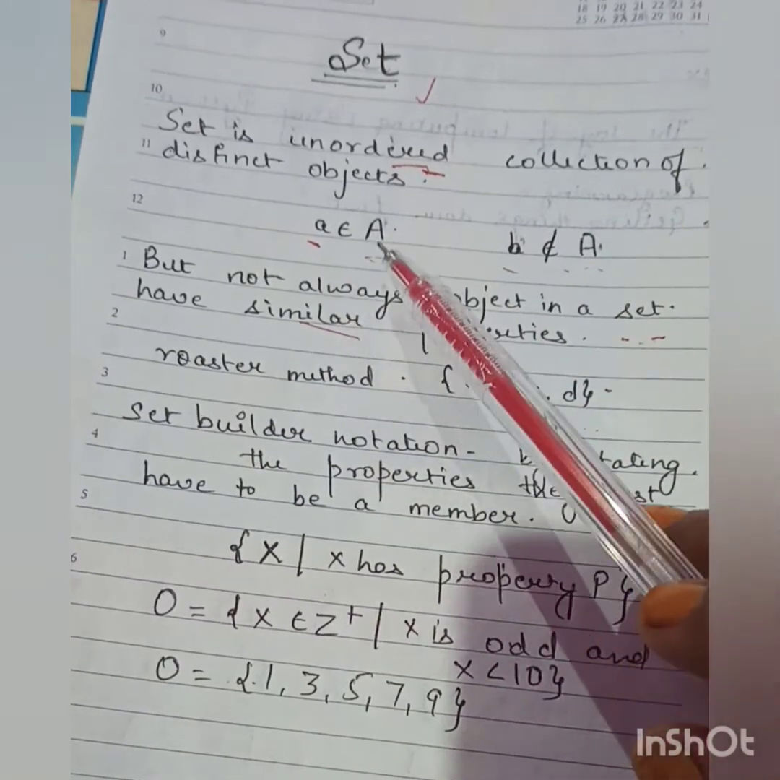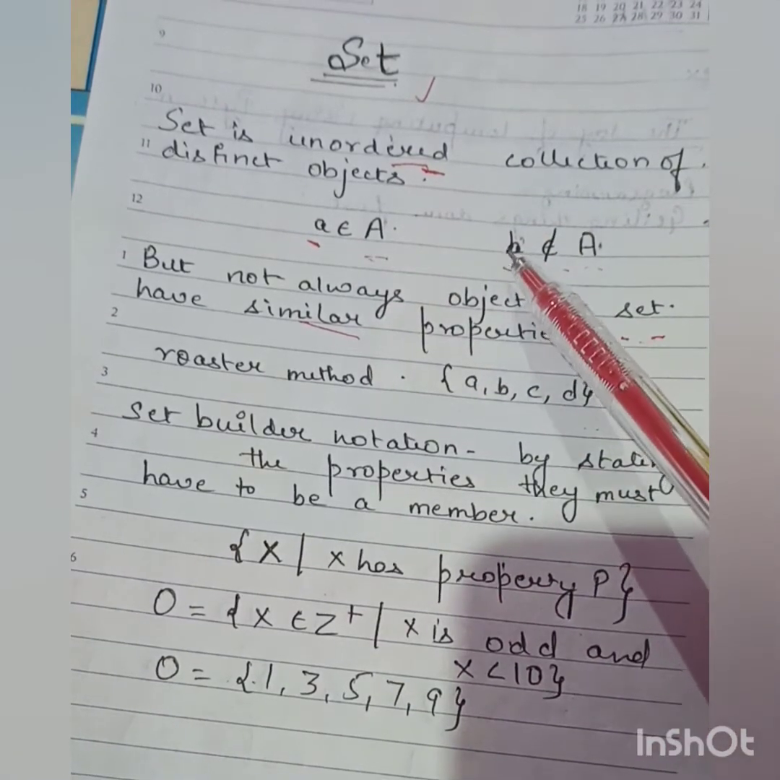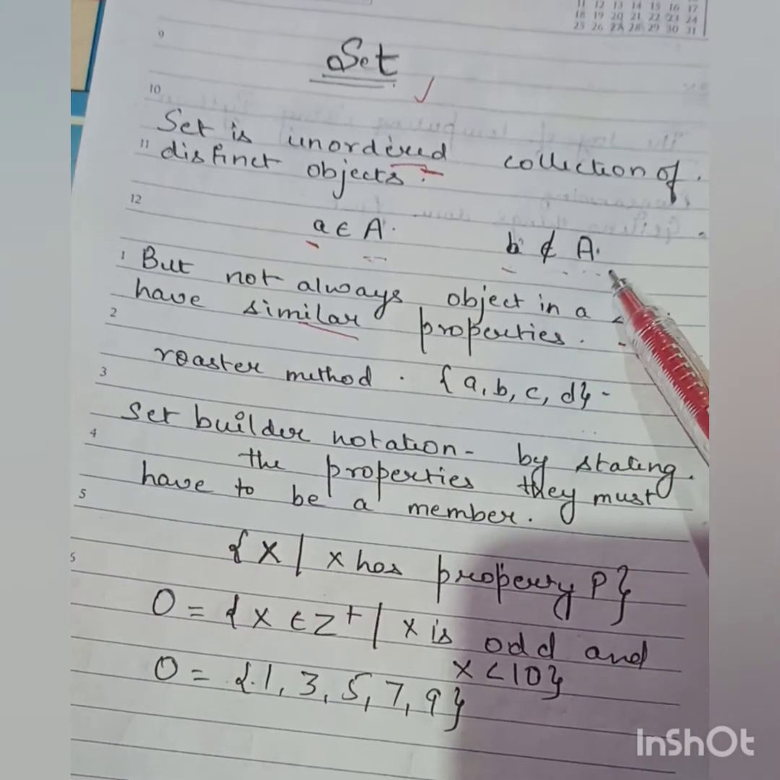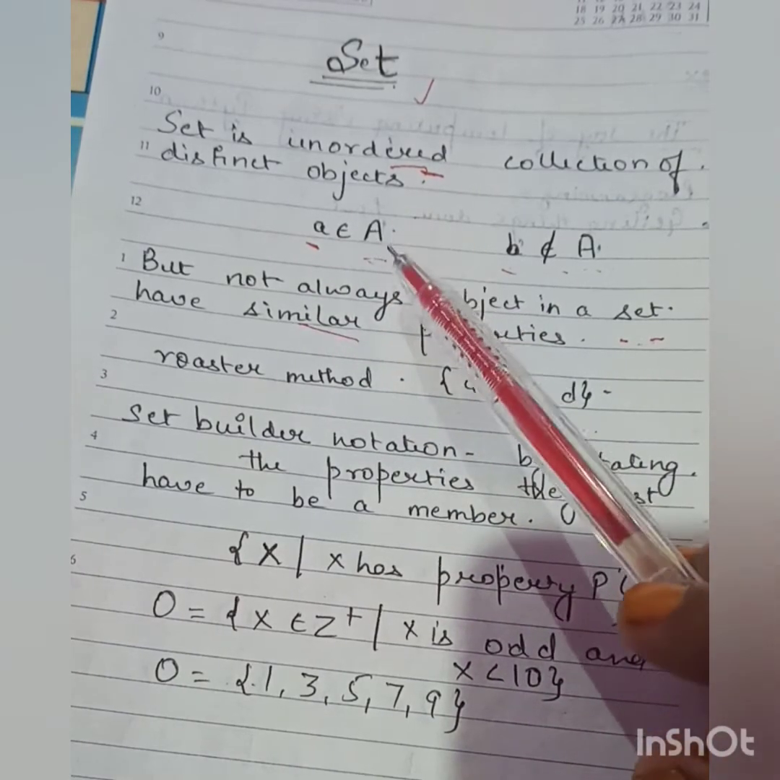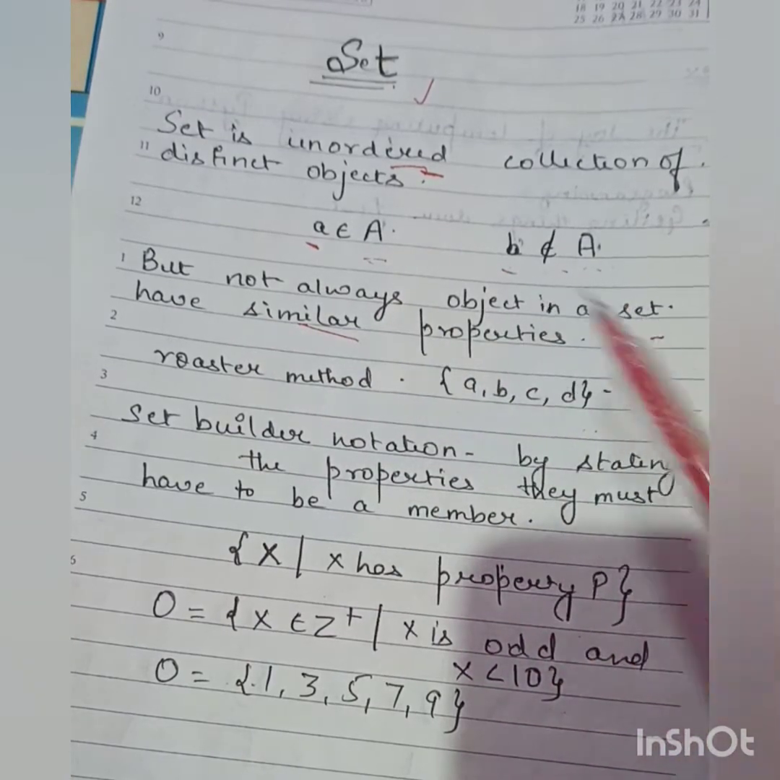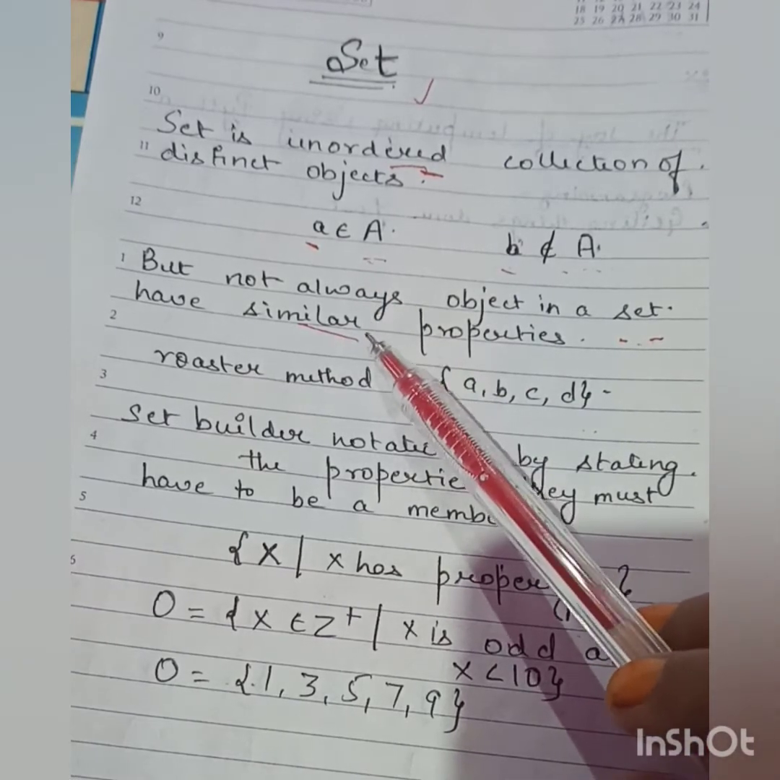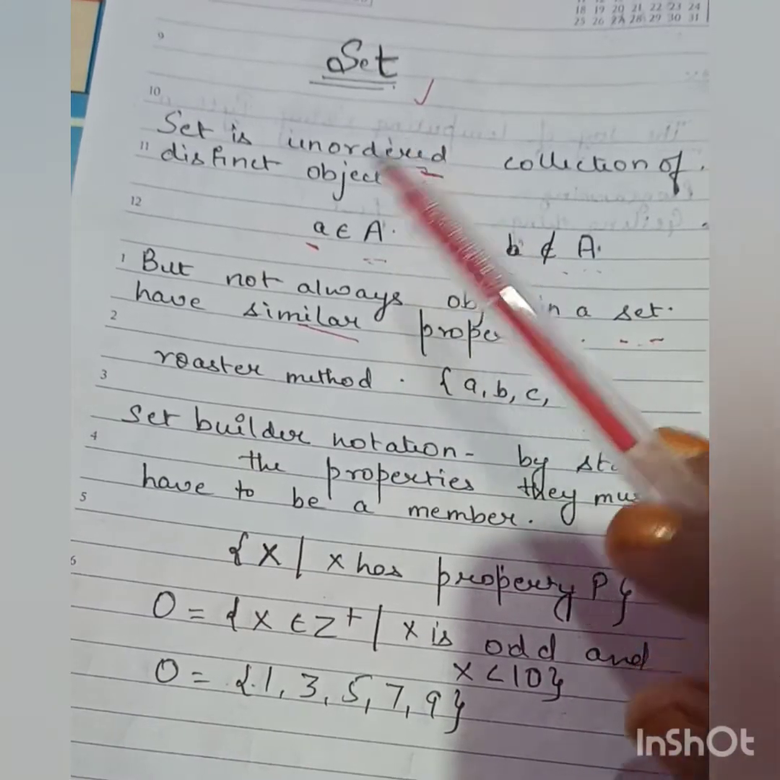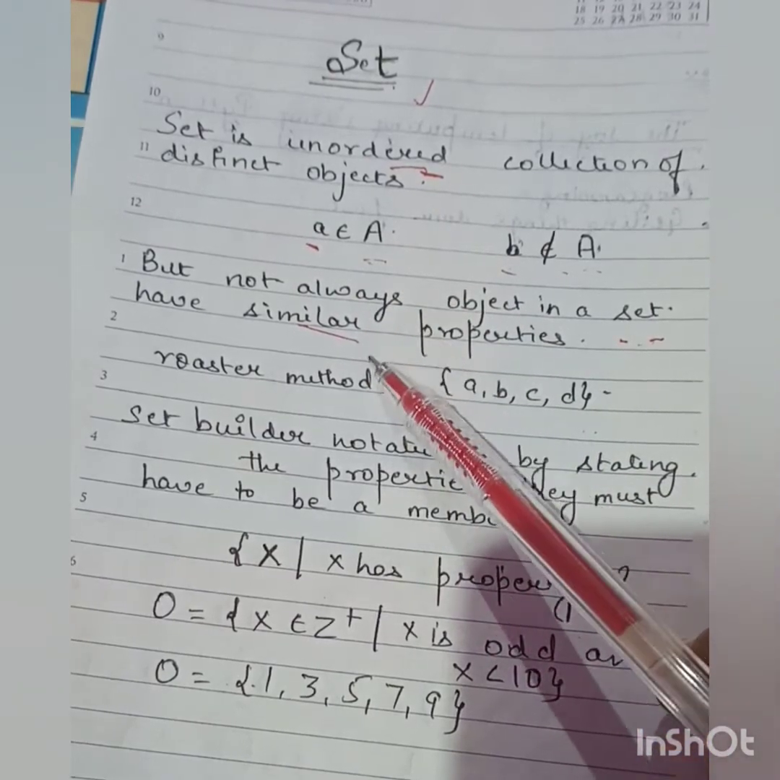For an element belonging to a set, it can be written as a belongs to set A. If an element does not belong to a set, it can be written as b does not belong to set A. As we have already said, elements belonging to a set must have a similar property, but not always. It is possible that sometimes the set elements do not have a common property between them. That's why it is written as an unordered collection of distinct objects: because they are distinct, it is not required to have similar properties.